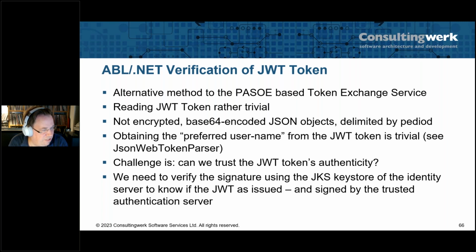The one thing which is quite easy is understanding the JWT token. It is not encrypted, it's just base 64 encoded. Base 64 decode is easy in ABL. Then you have JSON objects, you read them using the JSON object model parser, and then you just look at the information that you care about, in this case, the preferred username. But the authenticity, that's a critical thing. So we need to verify the signature.